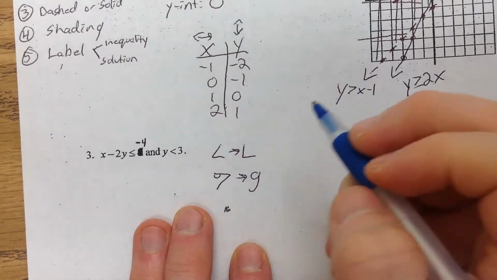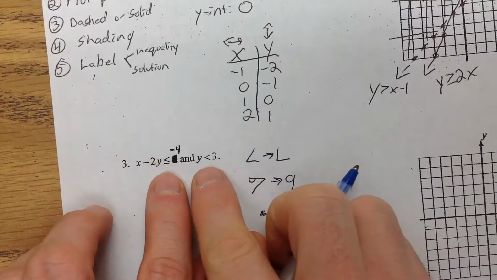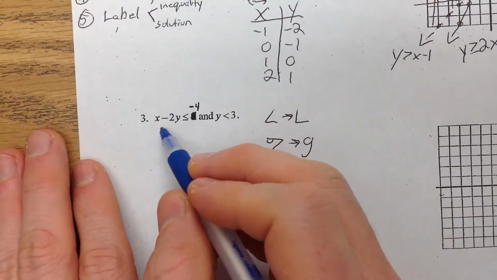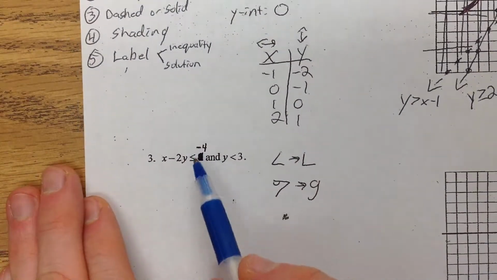So that's your greater than, all right? Less than, greater than, less than, greater than. So these are both less thans. All right, so we go through our steps. Step 1 is to solve for y.